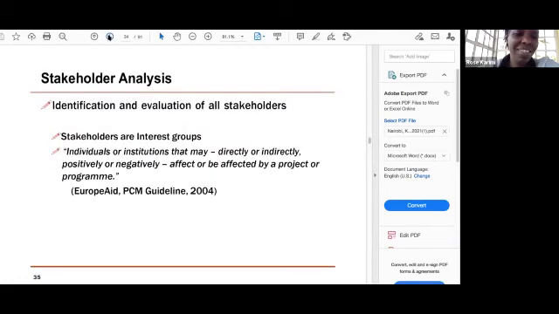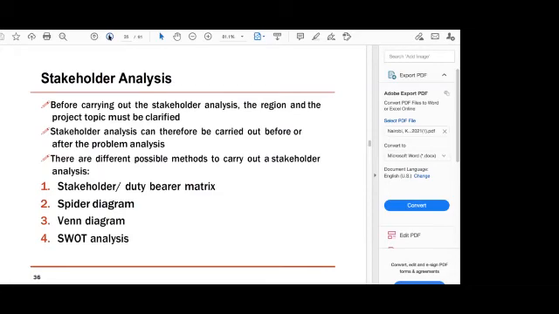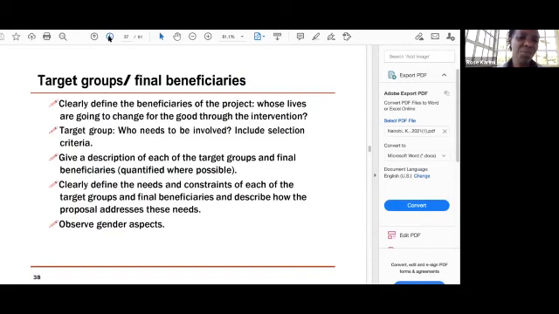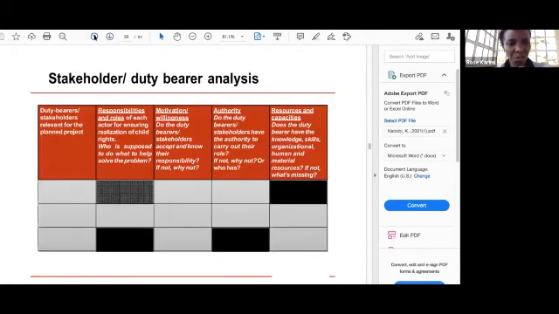So we have tried coming up with our problem tree. I think we touched on this stakeholder analysis, so we can move on. There are various ways of doing the stakeholder analysis. We have this duty bearer analysis. This is usually where you identify who your stakeholders are. Let's just go back to that slide again, Geoffrey.